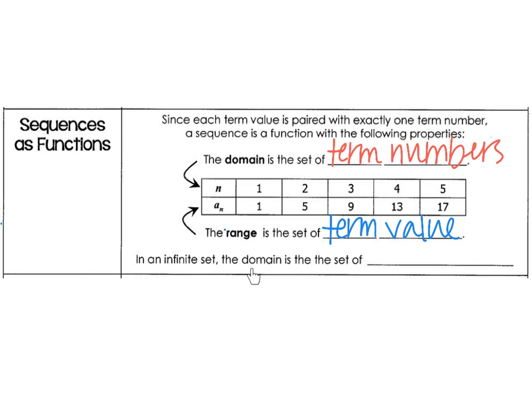In an infinite set, the domain is the set of natural numbers. So that's the important thing we need to know about infinite sets. They're always a set of natural numbers.